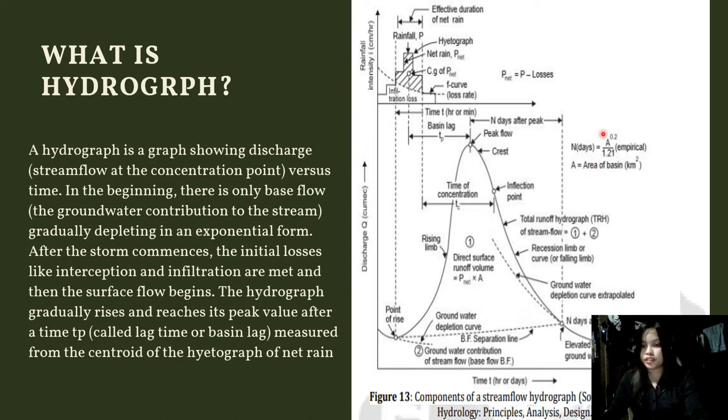So there are formulas here. P net is equal to P minus losses. It's also here: time in days is equal to area raised to 0.2 over 1.21, or empirical. And then the discharge always corresponds to the rainfall. So that's it. This is the overview of the hydrograph.